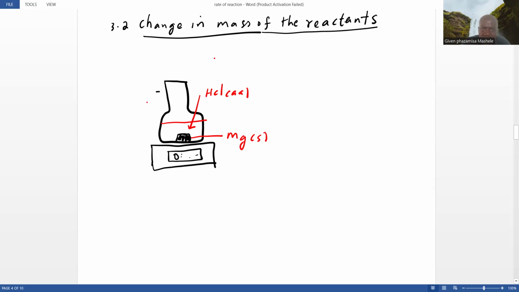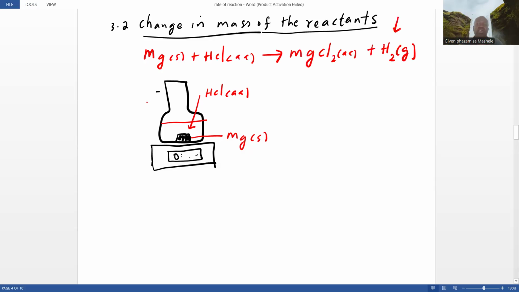This will actually give us magnesium chloride and hydrogen gas. You see here, we have a gas. There is a gas that is being formed. So we can still use the volume of gas produced to measure the rate of reaction. But here, I'm talking about the changes in mass of this magnesium.